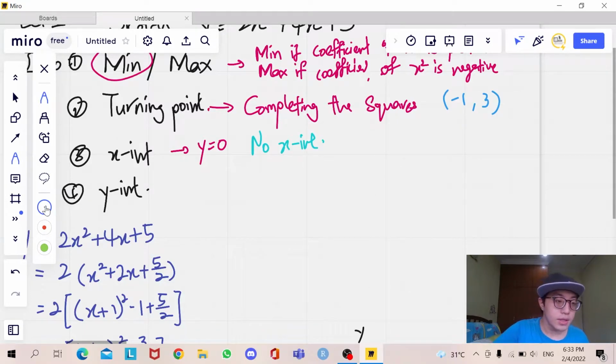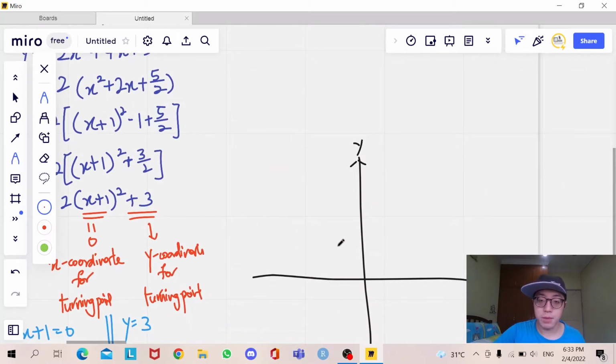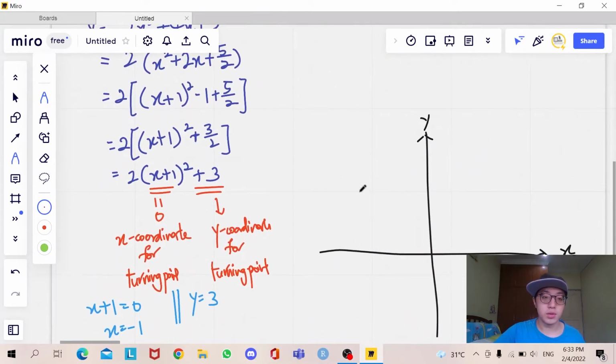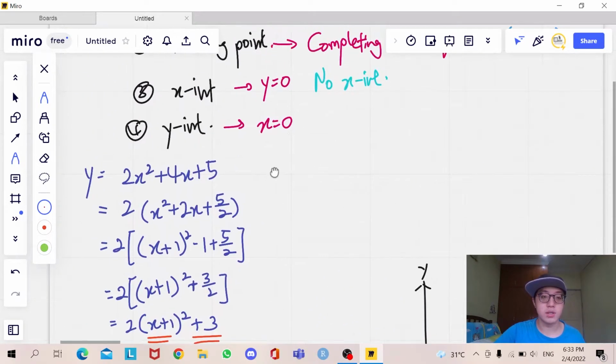All right, the next one is y-intercept. To find the y-intercept, x equals to 0, because when the graph passes through the y-axis, the x is always equals to 0. So from here, you can just sub x equals to 0 in this equation here, then you can get the value y is equals to 5 easily. All right, y is equals to 5.